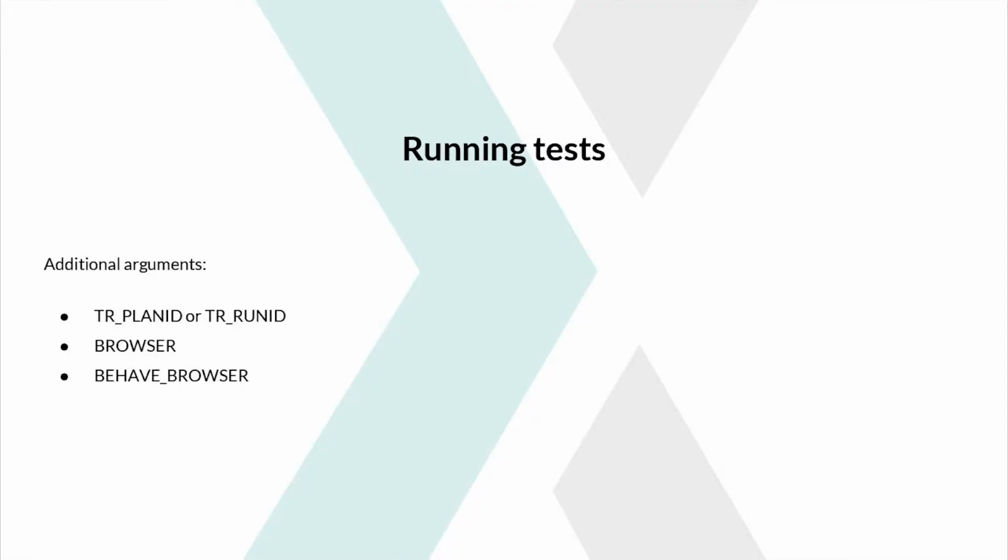Okay, so we've added 3 arguments to the behave command. The first one is the plan ID or run ID. Basically this is the ID from the URL from TestRail, from the test plan we have created. Then the browser, which in our project is either Chrome or IE11, and the behave browser host, so for example if you want to run the tests on an external machine, like Windows 7 with IE11 and Selenium configured, we need to put the IP address of this machine.